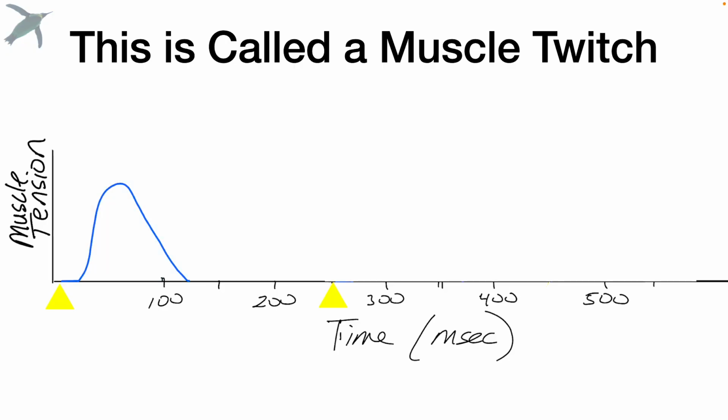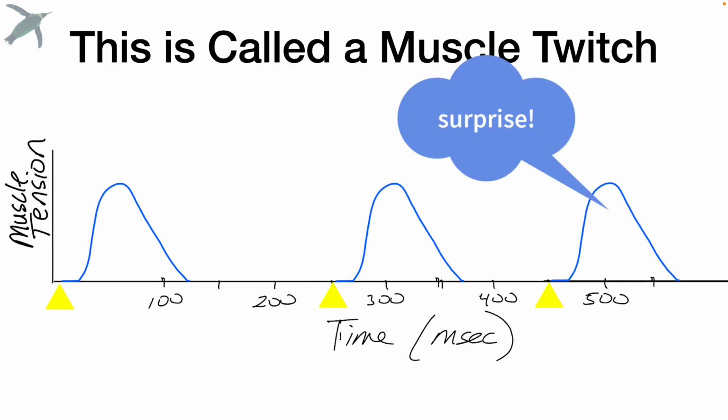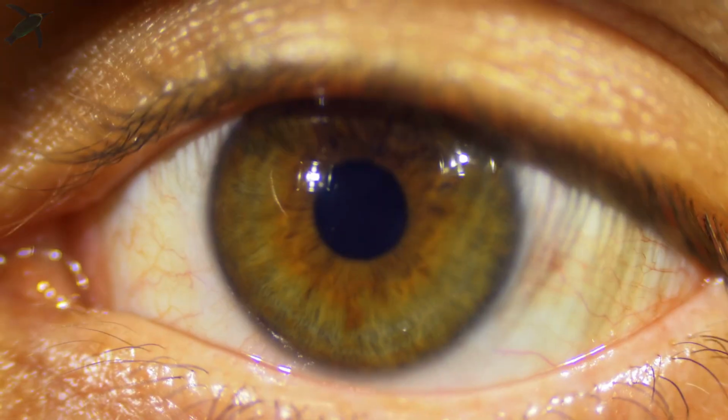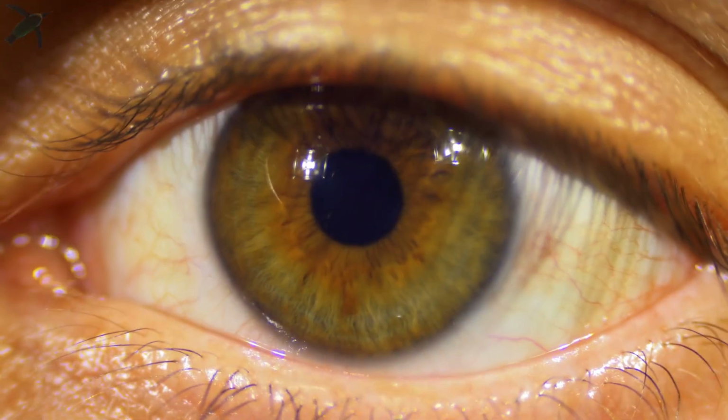Now, if you hit the skeletal muscle again, maybe 150 milliseconds later, with another action potential, you're going to get another twitch. And a couple hundred milliseconds later, if you hit it again, you get another twitch. How useful are all of these twitches? I mean, are you twitching right now? Actually, you are. The only thing that really relies on muscle twitches is the blink of our eyes.